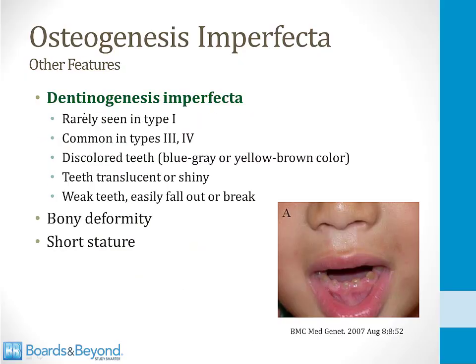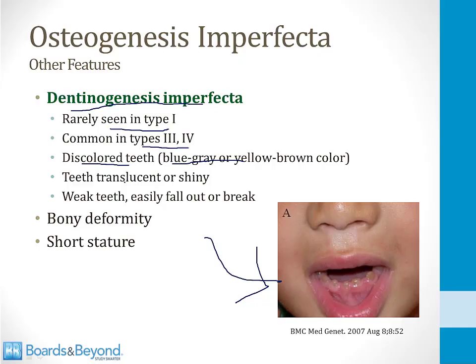Some people with OI have what's known as dentinogenesis imperfecta. This is rarely seen in the type 1 or more common form of the disorder. It's common in types 3 and 4. People with dentinogenesis imperfecta have discolored teeth. They're often blue-gray or yellow-brown. This is a picture of someone with this problem on the screen here.